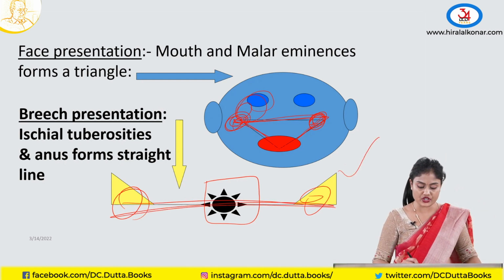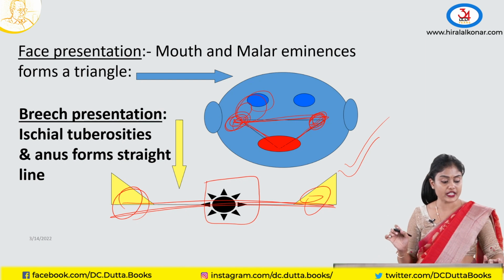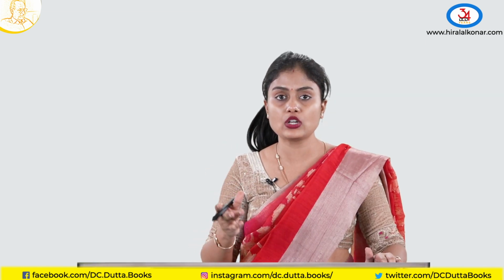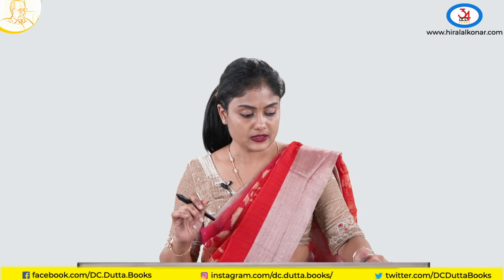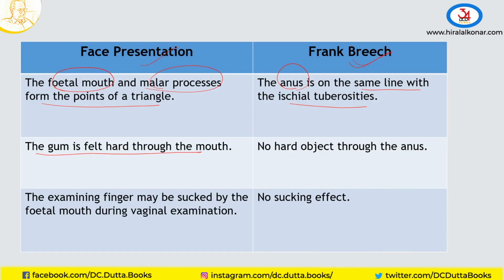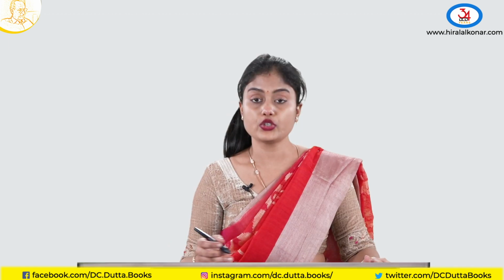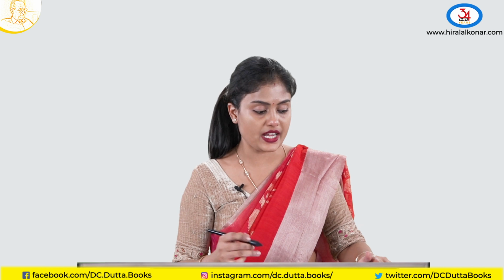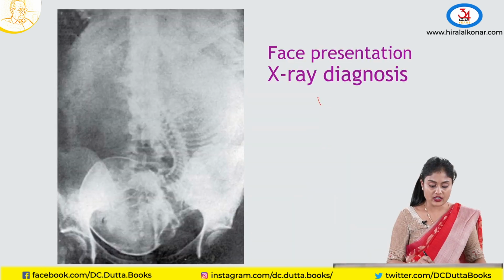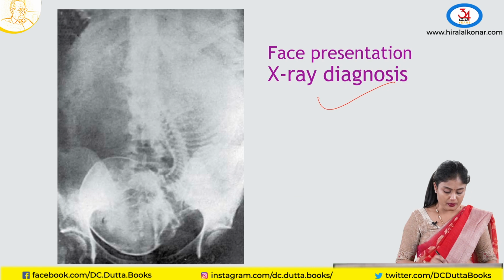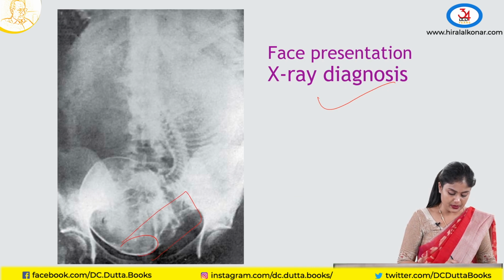This is how you differentiate breech presentation from face presentation, because it will be a very close space and it is difficult sometimes. The gum is felt hard through the mouth, whereas no hard object is felt through the anus. The examining finger may be sucked by the fetal mouth during vaginal examination, and there is no sucking effect in breech, but you can see meconium if it is there. So, you already learned how to differentiate breech and face presentation. Now, diagnosis on an X-ray. See, this was done long back, but this is not face exactly, it is a brow presentation.